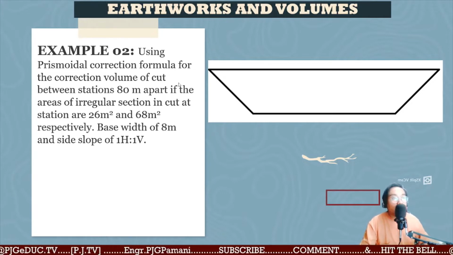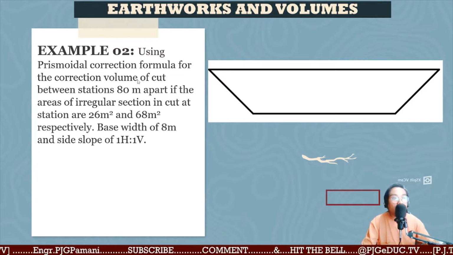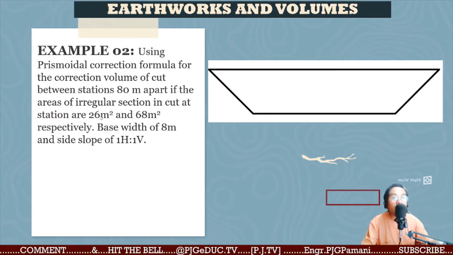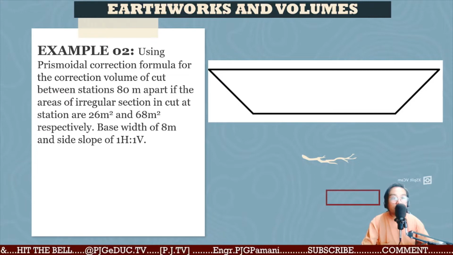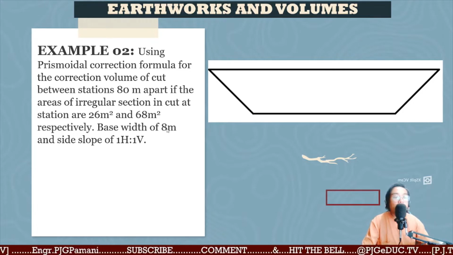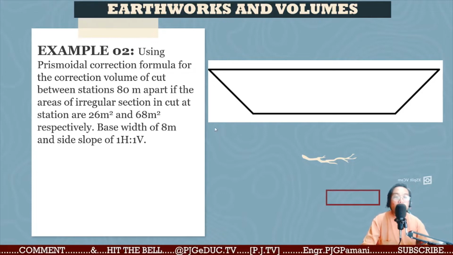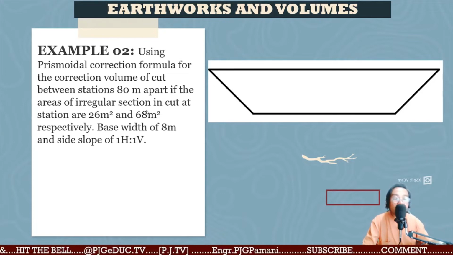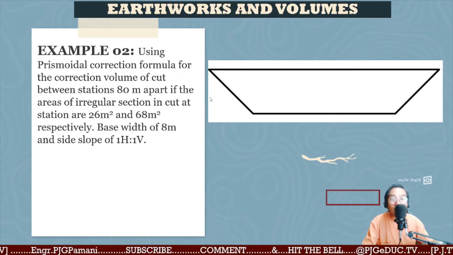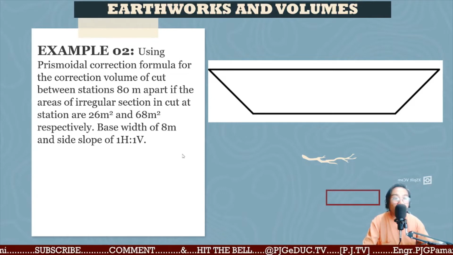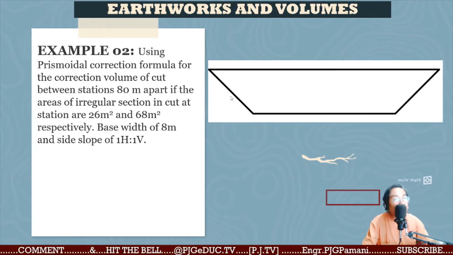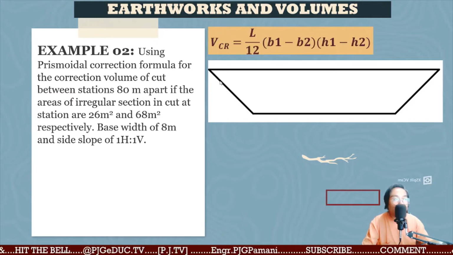Okay. So prismoidal correction formula, volume of cut between stations 80 meters apart, areas of irregular section in cut at the stations are 26 square meters and 68 square meters respectively. Base width of 8 meters and a side slope of 1H and 1V. So if the side slope is the same in section 1 and section 2, 1H and 1V, only the size of our figure will differ from area 1 and area 2. More or less trapezoidal.